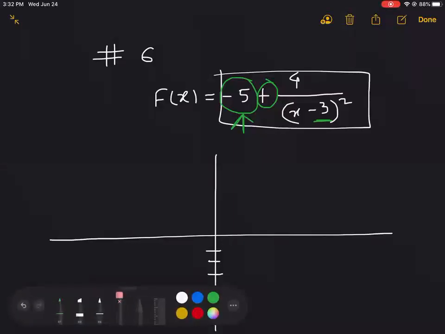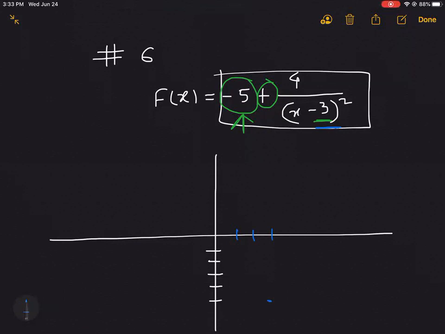We are moving down by 5 units. We are moving to our right by 3 units. So let's say that's my 1, 2, 3. So this will be a point we'll take care of. Now, we need to check whether we have any asymptotes, right?